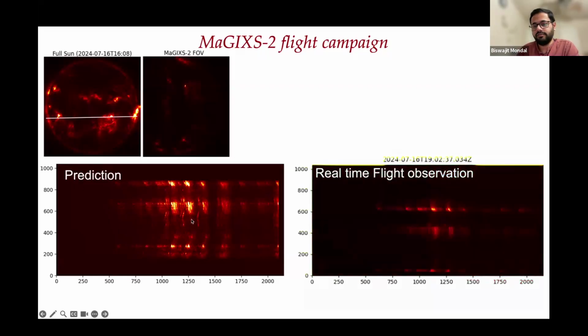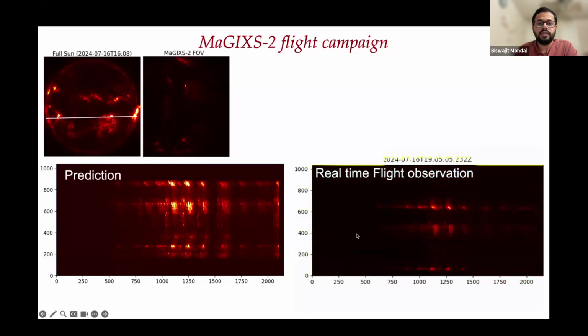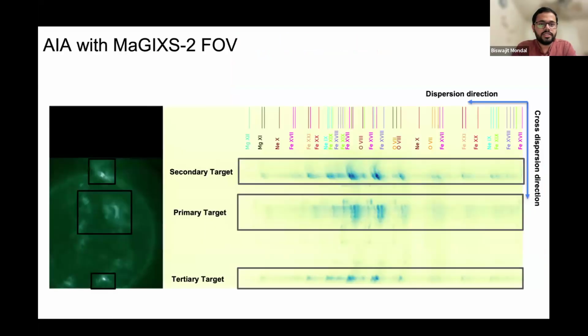And this was our real-time flight observation. It was amazing to see that whatever we predicted just before the launch, we captured, all of these active regions, during the flight. So this is the overview of the MaGIXS-2 observations. We observed these three active regions on the Sun. This was the extended active region that was our primary target. You can see the repeated pattern of the same region, and the primary emission lines are marked at the top. Here the x-axis is the wavelength and the y-axis is the spatial location.